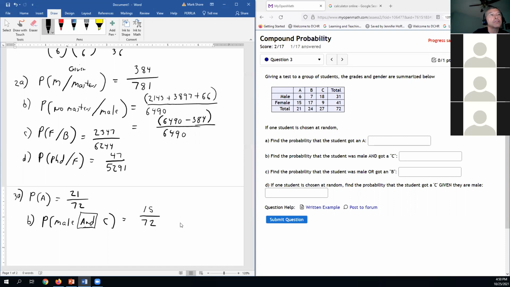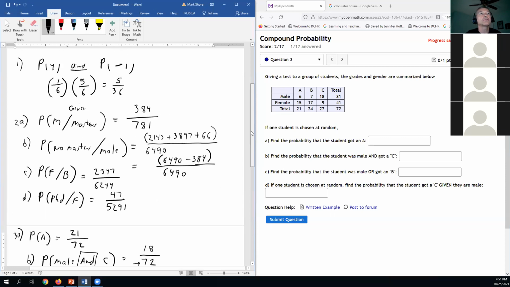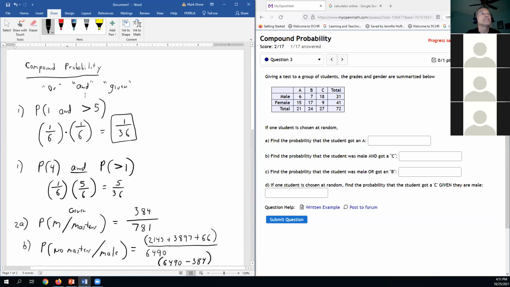18 out of 72. Now, notice that the 72 is still 72. It's not given or anything like that, like you're just dealing with males or females like the previous ones. See up here, all these previous ones, it was like given female, given bachelor's, given male, given that they had a master's degree. That's not what we're dealing with on this problem. We're dealing with the other keywords, which are the ands and the ors. See, we did the givens, and now we're getting to the ors and the ands.